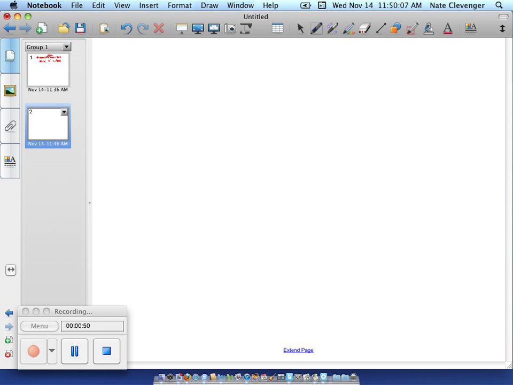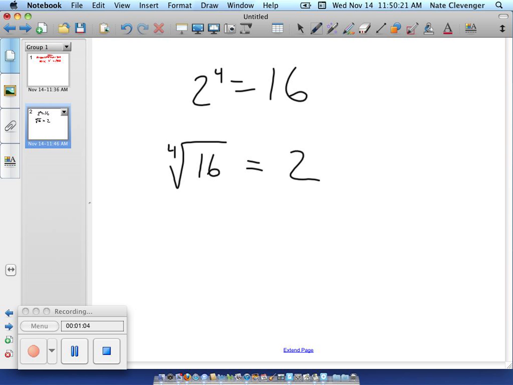But they show this. 2 to the 4th is 16. And the inverse of that would be saying, what's the 4th root of 16? Well, that would be 2. Those are both what we consider roots, or exponents in our order of operation.